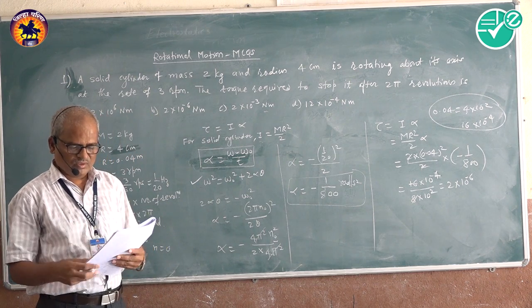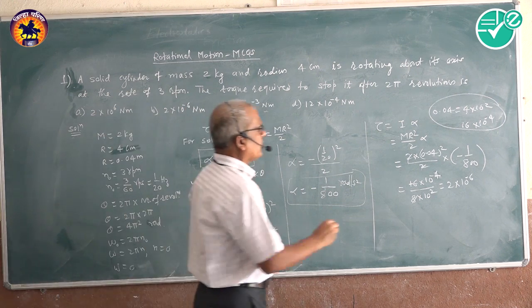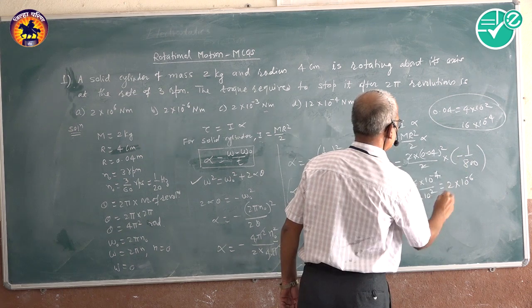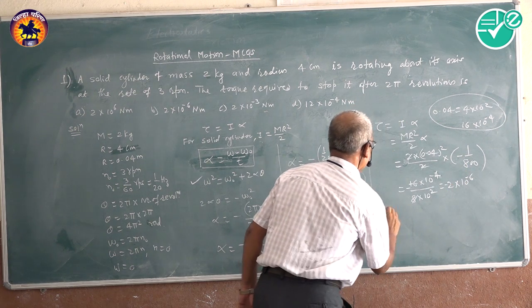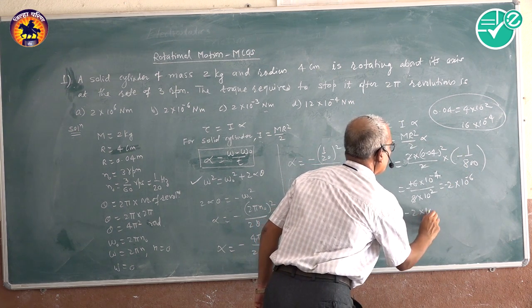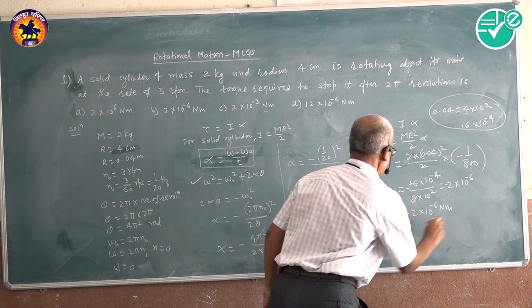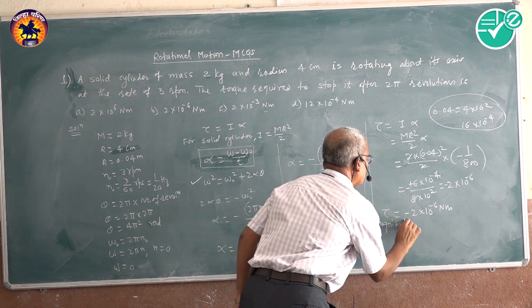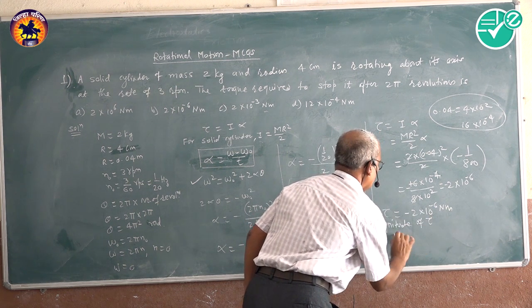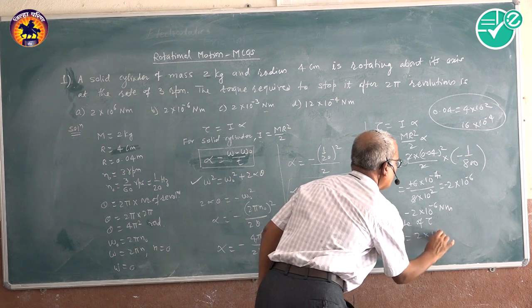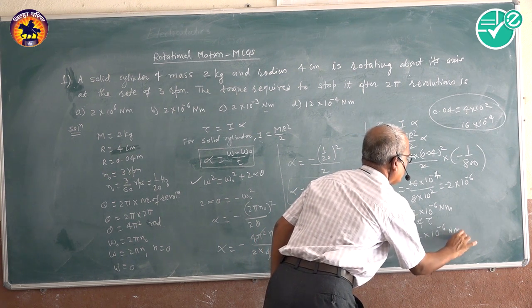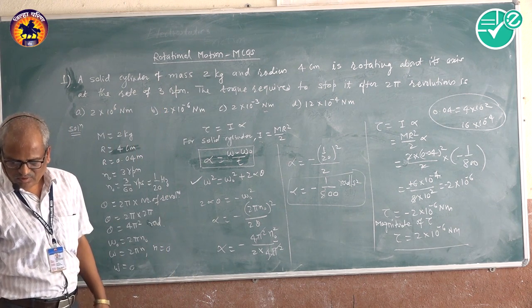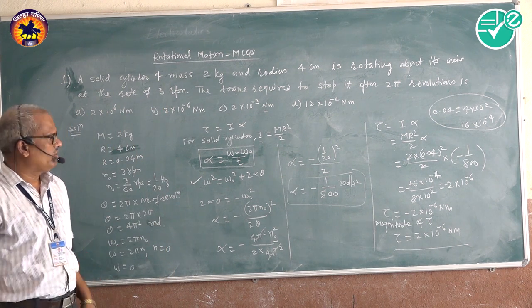That is, B is the option which is actually correct. Here is a negative sign already, so tau is equal to minus 2 into 10 raised to minus 6 Newton meter. But take the magnitude of this. Magnitude of tau is equal to 2 into 10 raised to minus 6 Newton meter. So this is the answer.